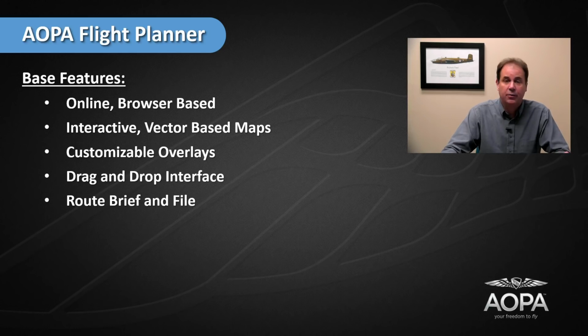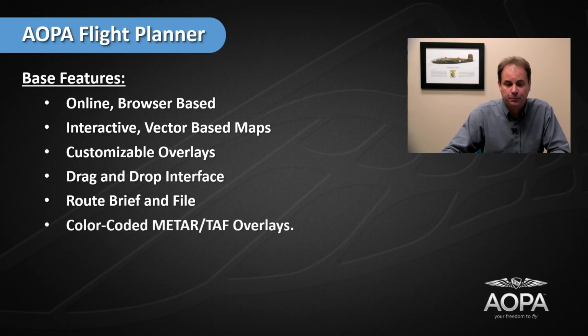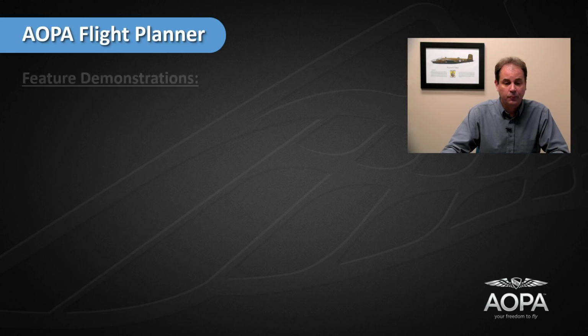Route briefing and file should go without saying. You can do a route briefing and you can file a flight plan. It does support ICAO flight plans, and that is something we're going to look at a little bit later in this presentation. And we're also going to be looking at the new style route briefing. This is what we call the next gen briefing. So we're going to get into that one a little bit later too. Color-coded METAR and TAF overlays. You see this feature in a lot of different flight planning products out there.